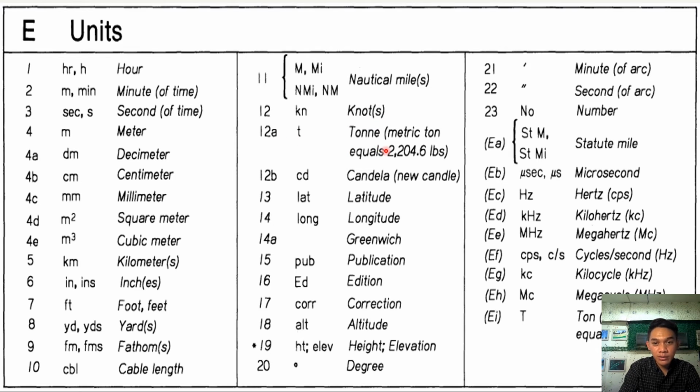Next is kn, which is knots. T is for ton, metric ton. cd is for candela. lat is for latitude. Long is for longitude or Greenwich. pub is for publication. ed is for edition. Corr is for correction. alt is for altitude. ht or elevation is for height or elevation.